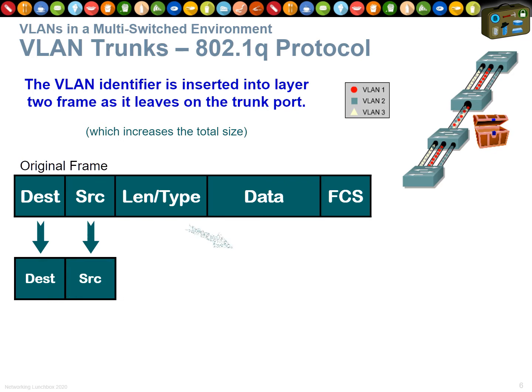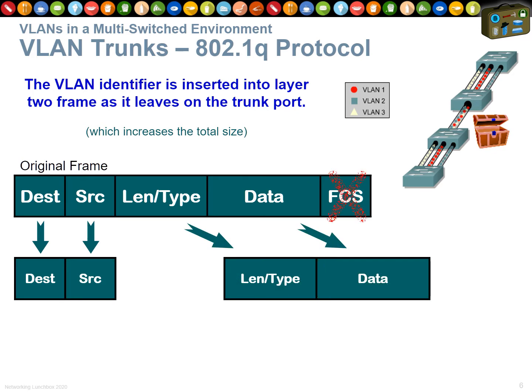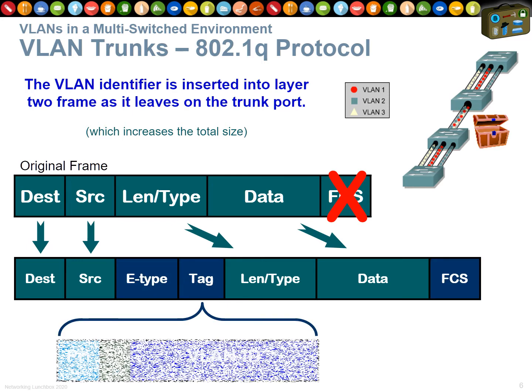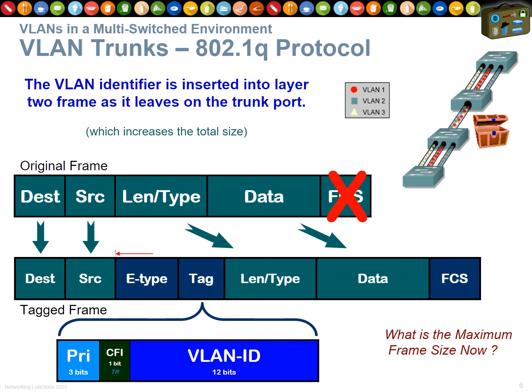So we take our original frame. We need those 2 MAC addresses, the destination and source MAC address, which we absolutely need. We need the type length field. We need the user data. But now the frame check sequence, we chuck that away because we need to completely recalculate it. We insert the tag in the middle of the frame. This tag contains a priority section, the token ring section, and the VLAN ID itself. These 4 bytes have been inserted into our frame.